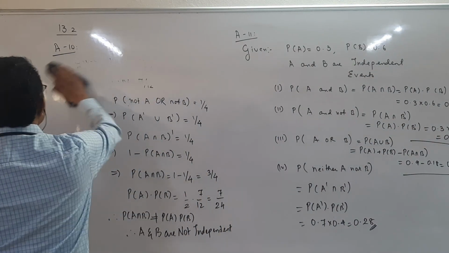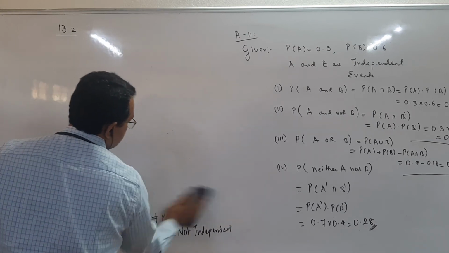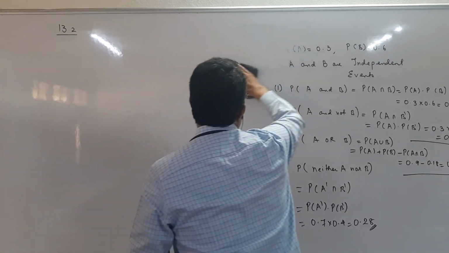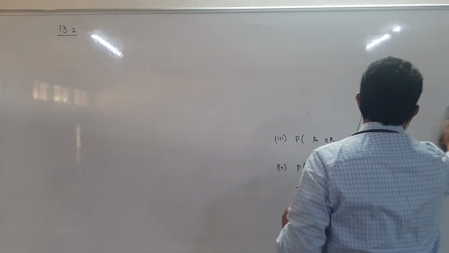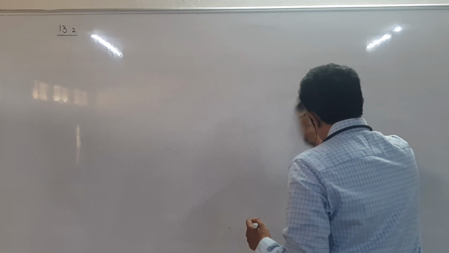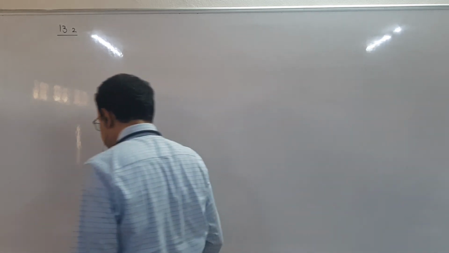Now, students, sum number 12. Question 12 is very interesting, students. And now, from this sum onwards, we have a few long questions on independent events. Students, a dice is tossed 3 times.